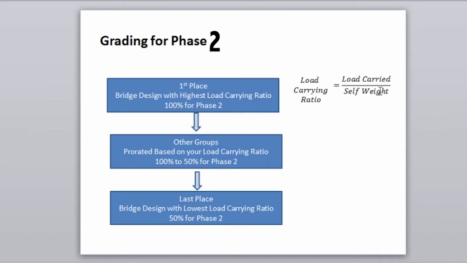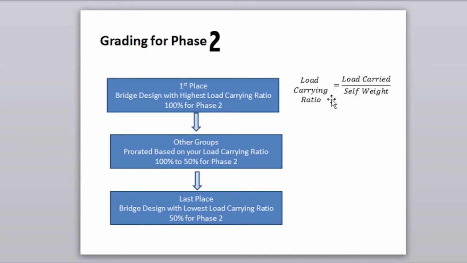How would you be graded for Phase 2? We're going to rank all the bridge submissions from Phase 2 in terms of a load carrying ratio. This is going to be calculated by taking the load carried by your bridge, then dividing it by the self-weight of your bridge. The higher the load carrying ratio of your bridge, the stronger your bridge is pound for pound.